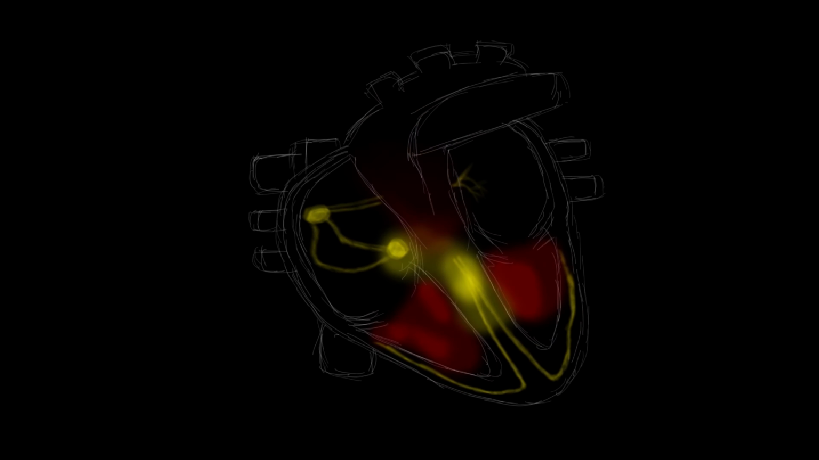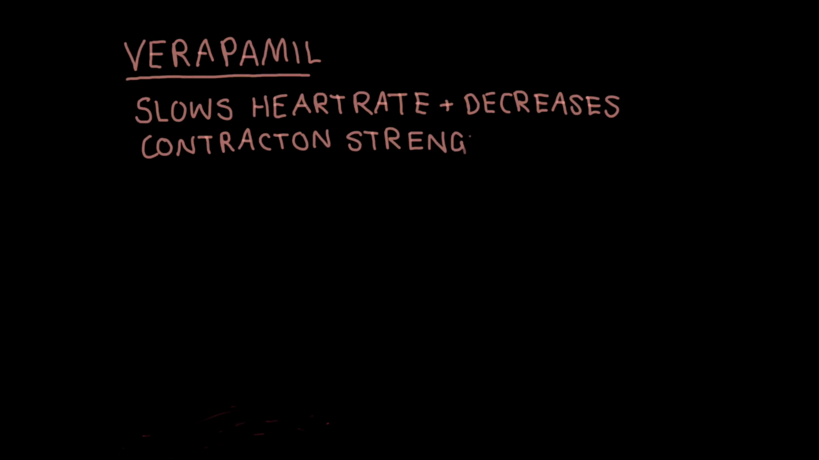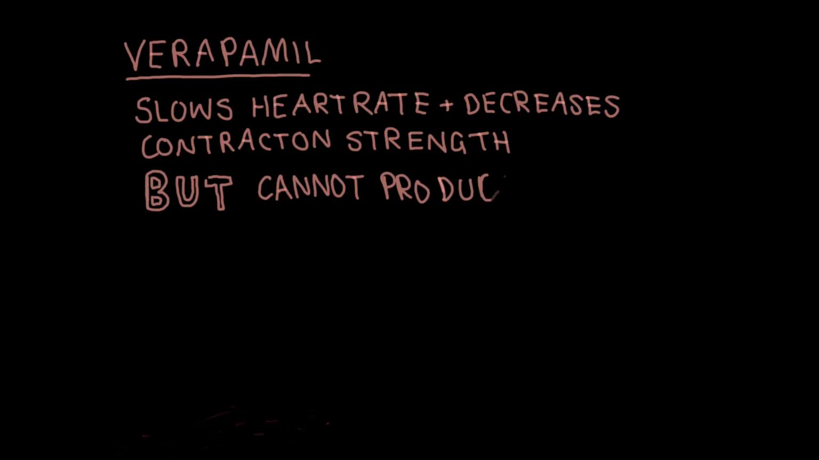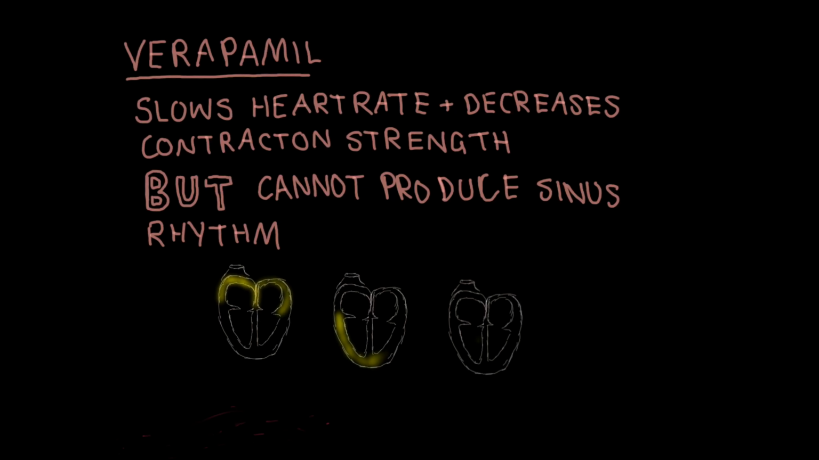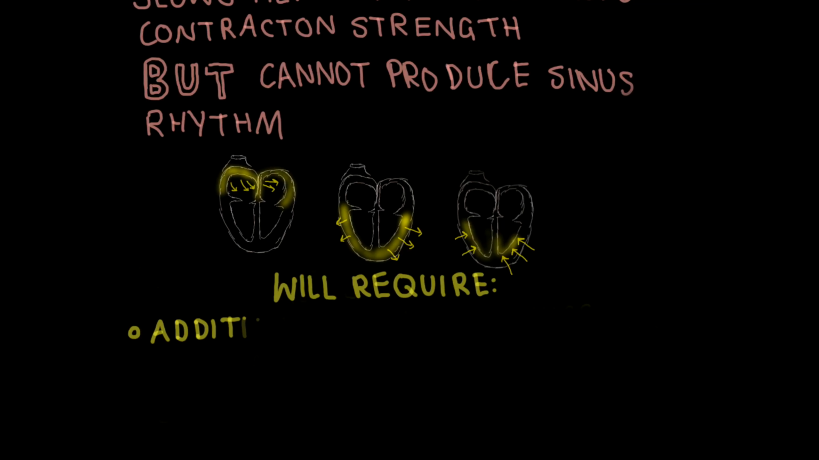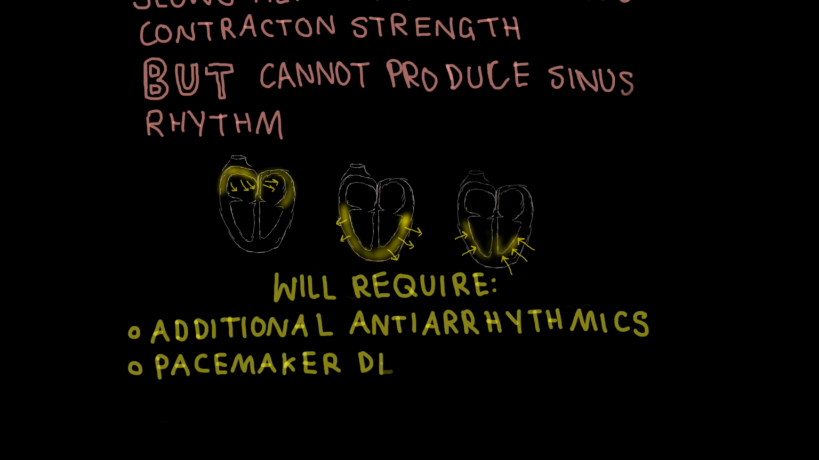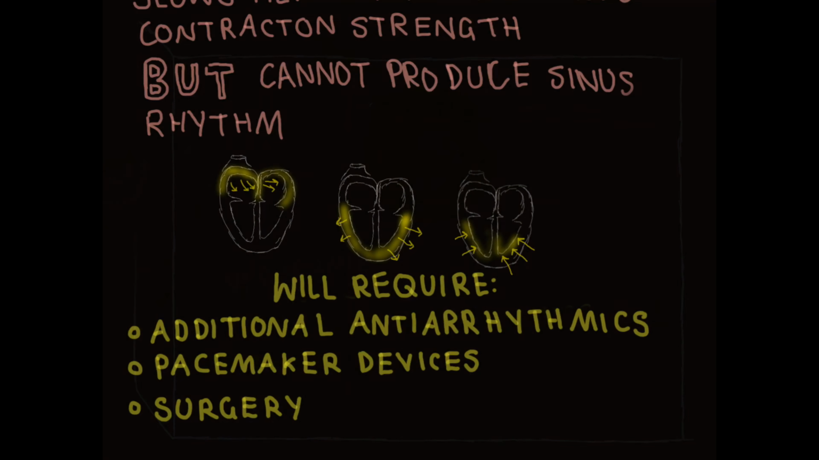But of course, like most drugs, there are caveats for its use. You see, calcium channel blockers aren't a cure-all. Although it prevents the dangerously elevated heart rate caused by fibrillation, it does not produce a sinus rhythm. And it is only after atrial fibrillation is stabilized that the conversion to sinus rhythm is undertaken. And this depends on the individual patient and may entail additional antiarrhythmic drugs, pacemaker devices, or even surgery.